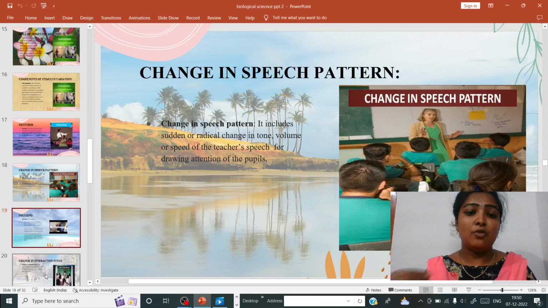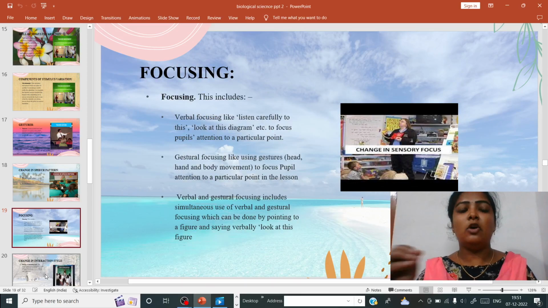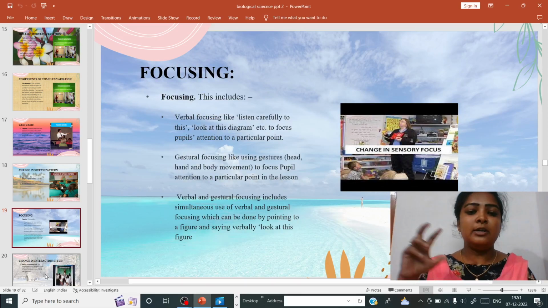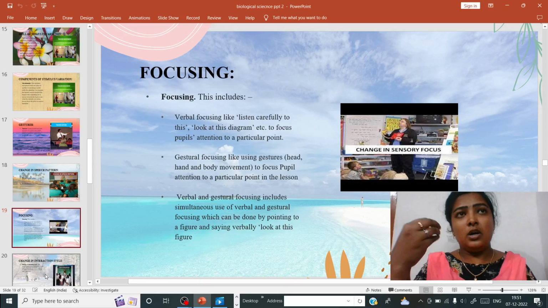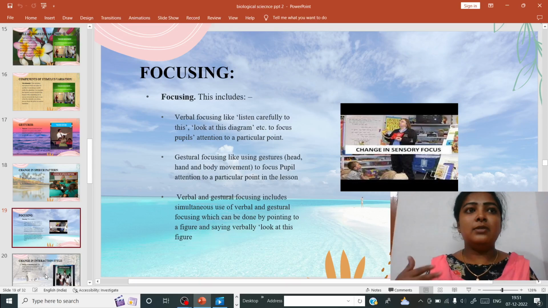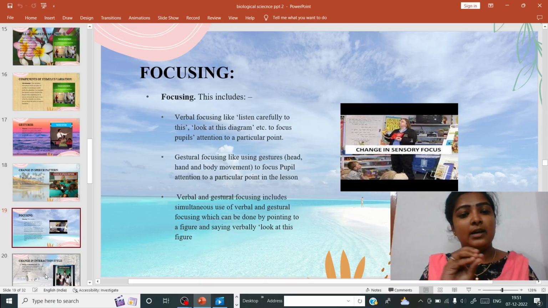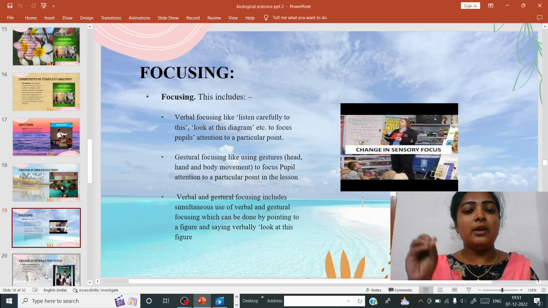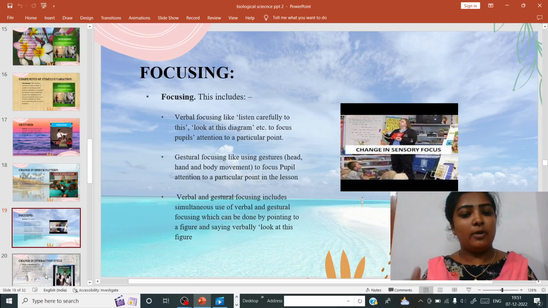After that, focusing. Here we focus on a particular verbal or gestural portion, or verbal with gestural. In the verbal we say, listen carefully, look at this diagram, gathering attention to a particular point. Gestural means nodding the head and body movement. Verbal and gestural focusing can also be combined in two forms.